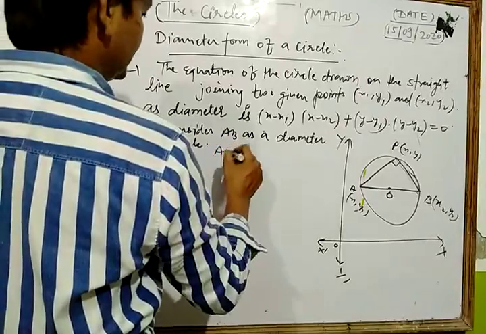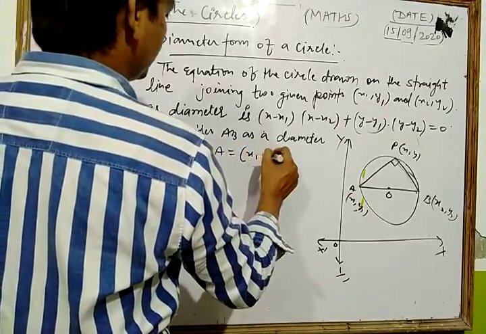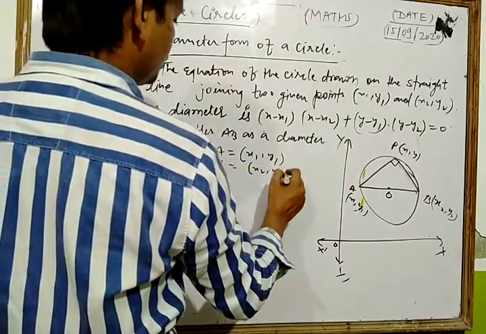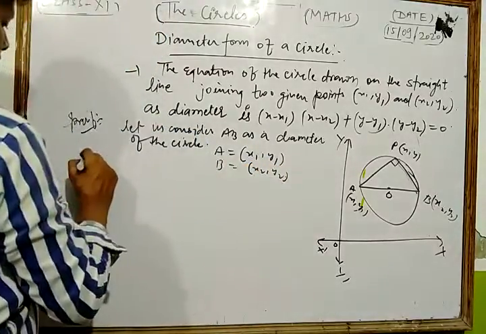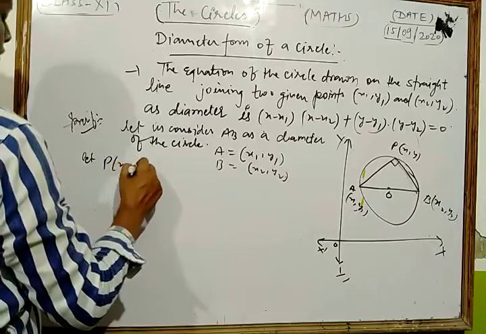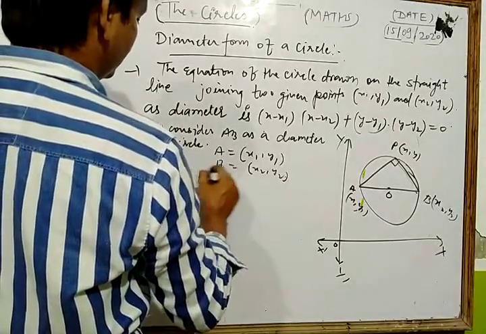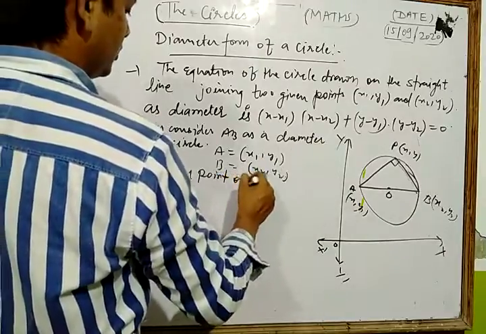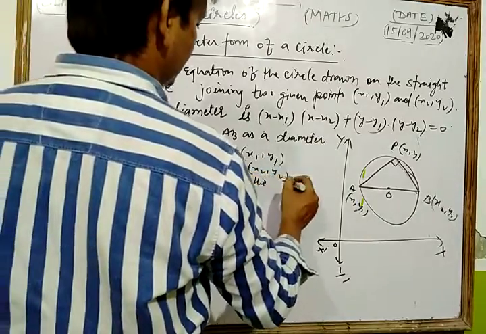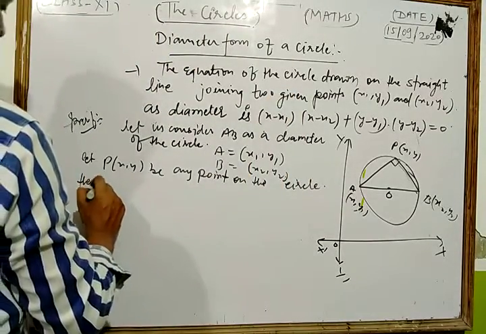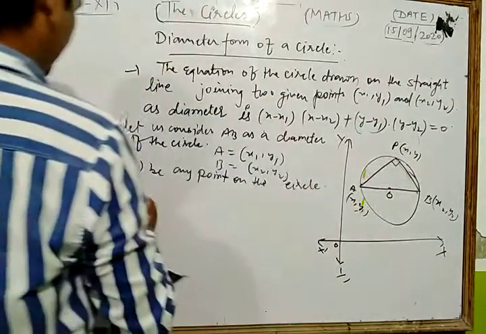And the coordinate of A is what? Coordinate of A is x1, y1, and coordinate of B is x2, y2. And let P(x, y) be any point on the circle.